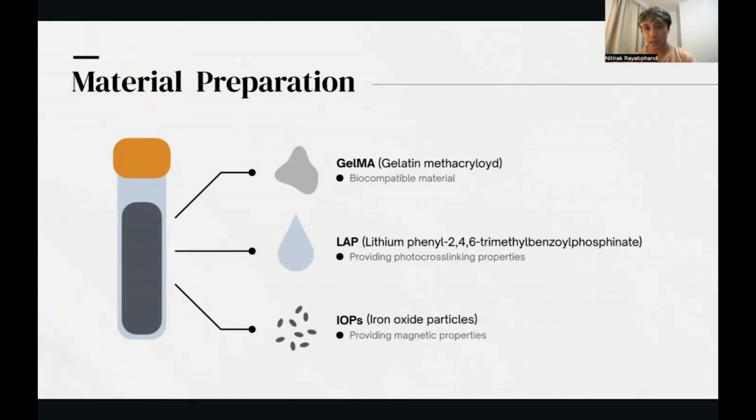This property allows the gel to be cured from the liquid to the gel state when it is exposed to the near UV light. So with the LAP, the gel will not turn back to liquid again at high temperature after the photo cross-linking process. And the last one is the IOP, or the iron oxide particles. Adding these particles to the gel will provide a magnetic property that allows the microstructures to be controlled or manipulated by the magnetic field.